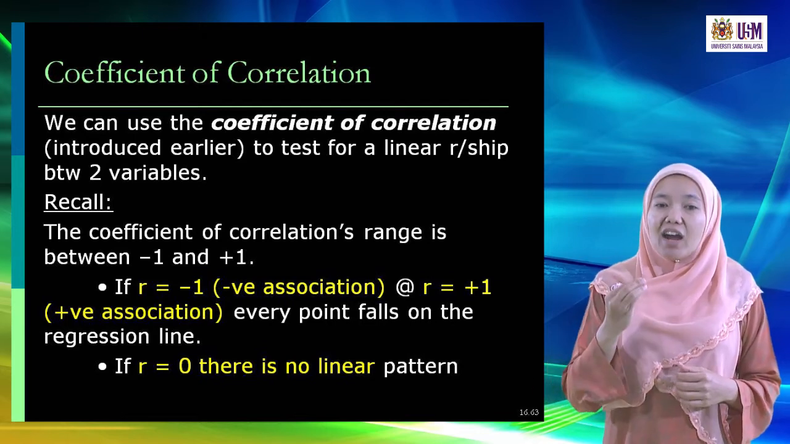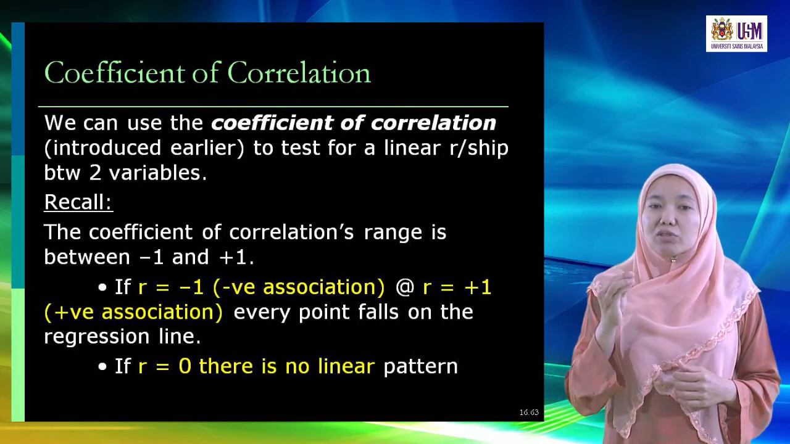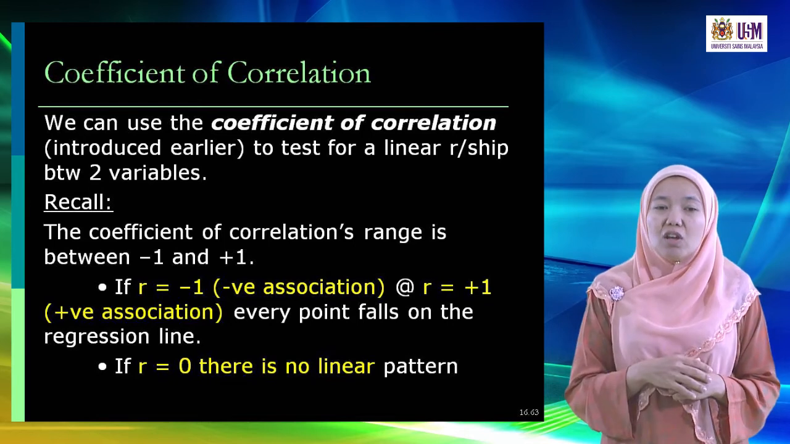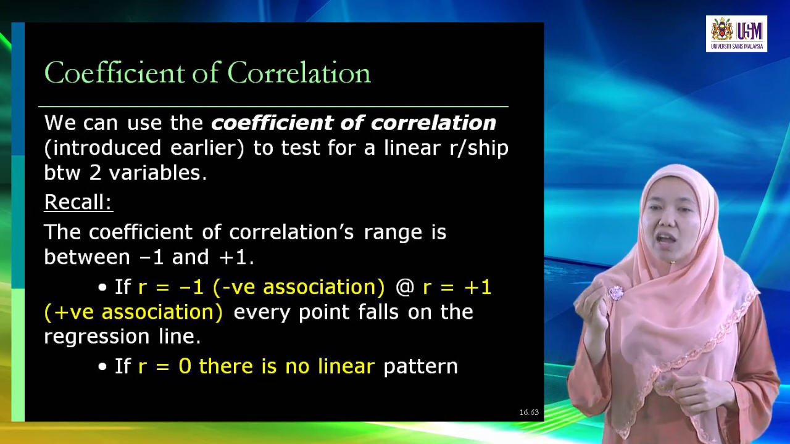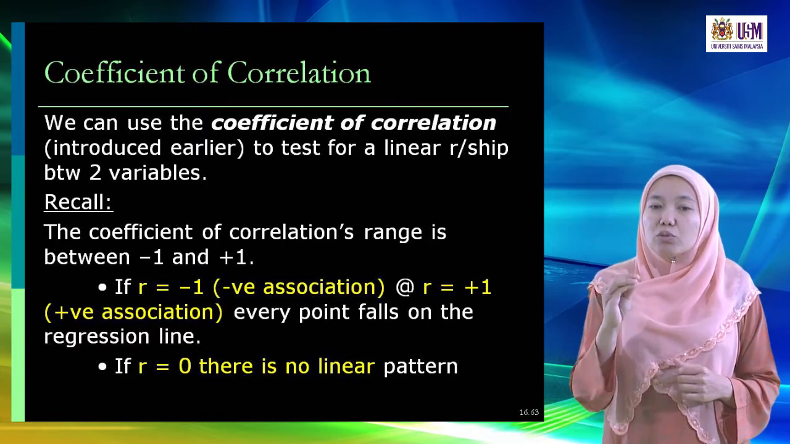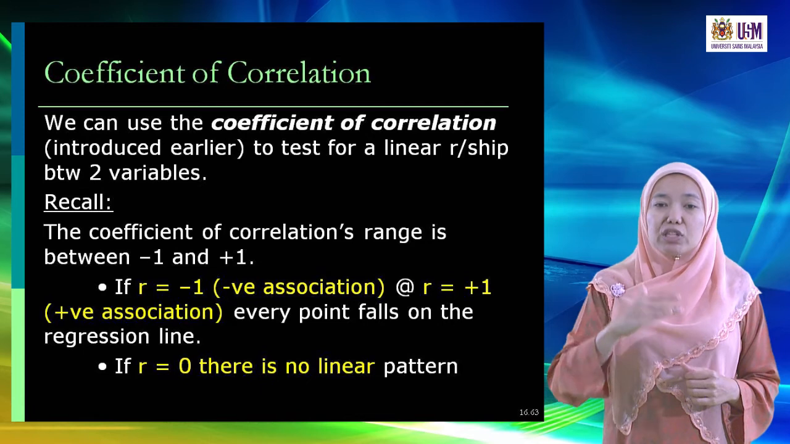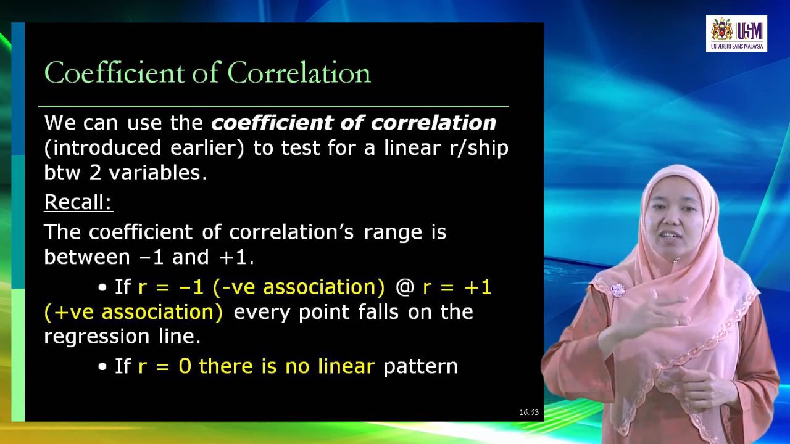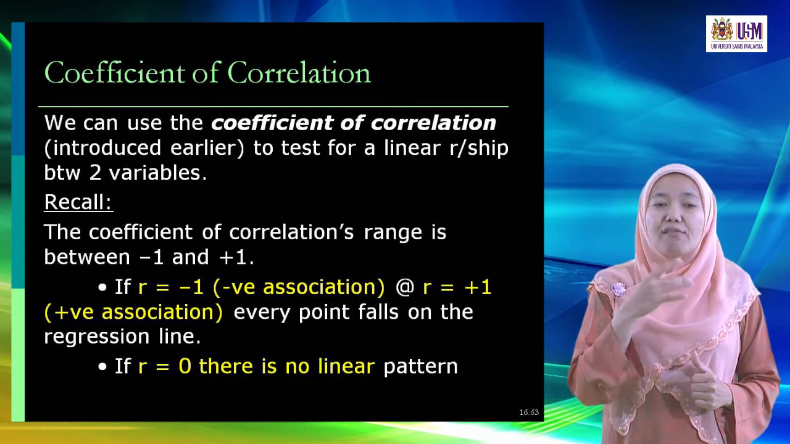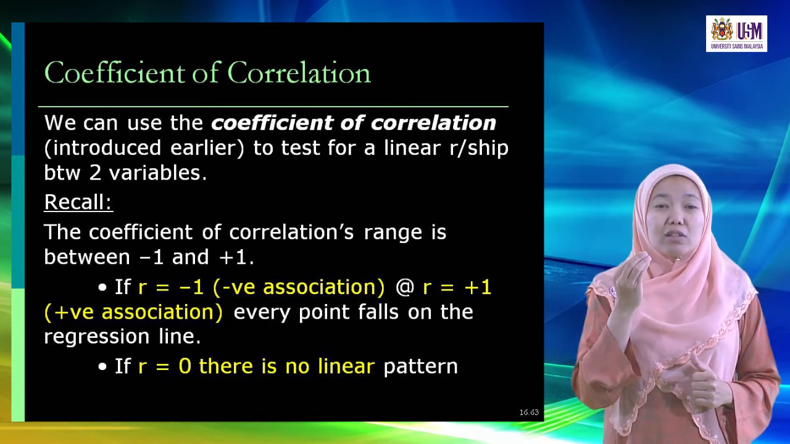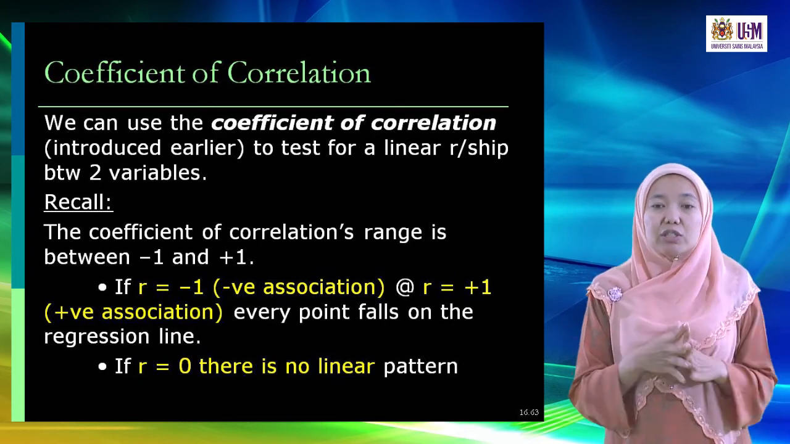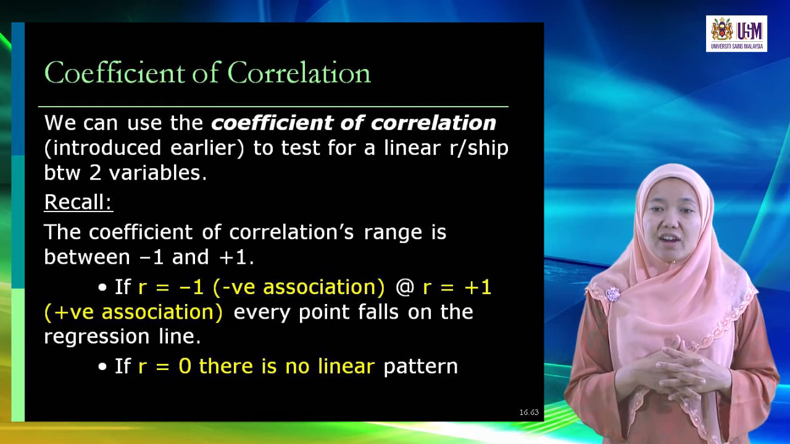If small r equals negative 1, this is perfect negative association. If small r equals positive 1, this is perfect positive association. So all the observation points fall exactly on the regression line. Instead, if r equals 0, that means the correlation equals 0, there is no linear pattern. Your observation points are scattered all over the graph.